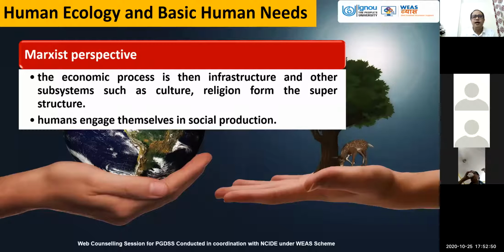And humans engage themselves in social production. That shows the interaction between nature and society. If you look at the broader context from the human ecology point of view, looking into human basic needs, participation and interaction relationship is one of the important characteristics, since we ourselves are engaged in social production, right?